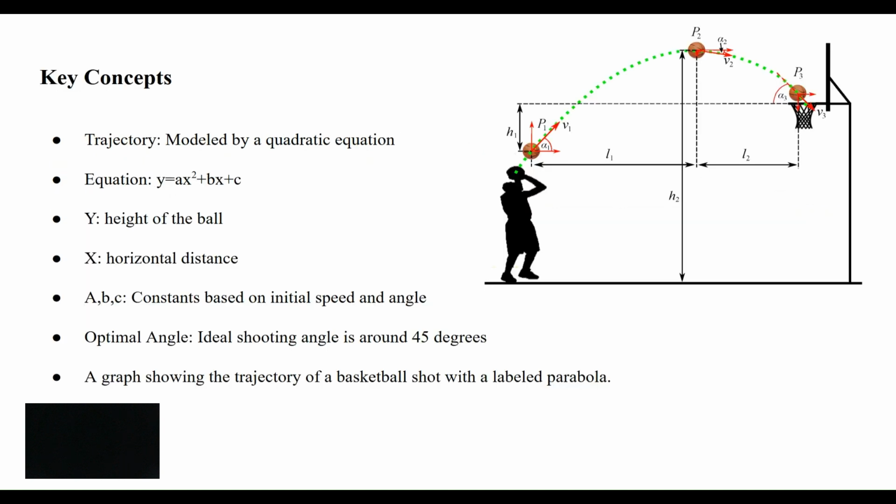Some key concepts are the fact that the trajectory is modeled by a quadratic equation, which is y equals ax squared plus bx plus c. Y is the height of the ball, x being the horizontal distance. A, B, and C are the constants that depend on the initial speed and angle of the shot. The graph above shows the trajectory of a basketball shot with a labeled parabola.